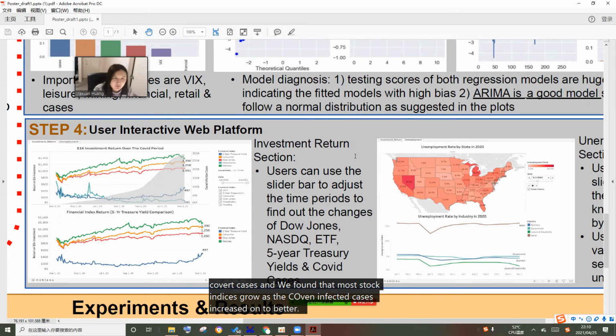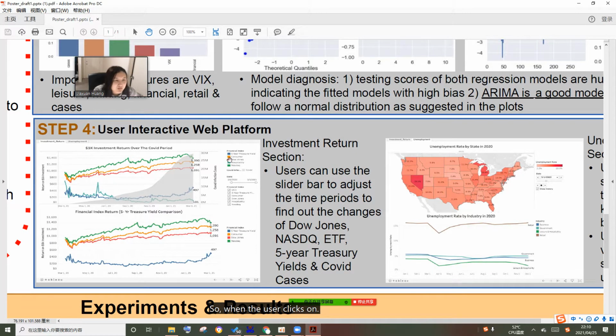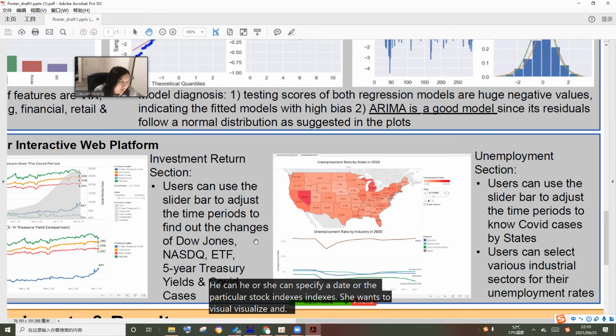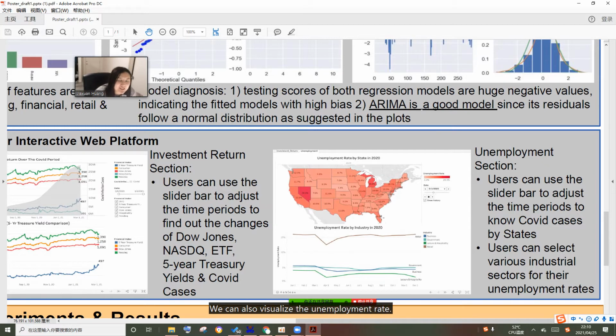To better visualize these topics, we built a user interactive web platform through Tableau. When the user clicks on the checkbox and the slide bar, he or she can specify a date or the particular stock indexes she wants to visualize, and we can also visualize the unemployment rate by states in any given day.